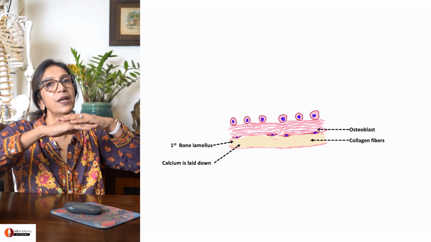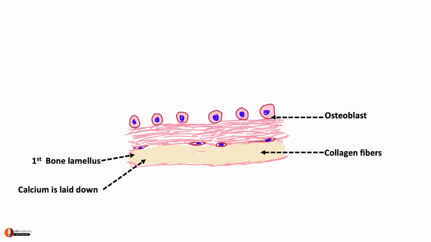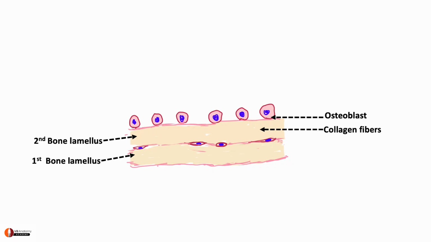Osteoblasts begin to grow the next layer of bone. Same thing happens. You can see that osteoblasts have moved away. They have laid down collagen fibers. There is calcium deposition. There is formation of the second lamella. Got it? But something else has happened.